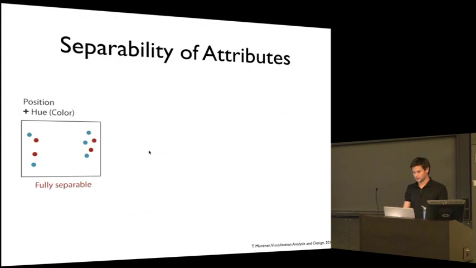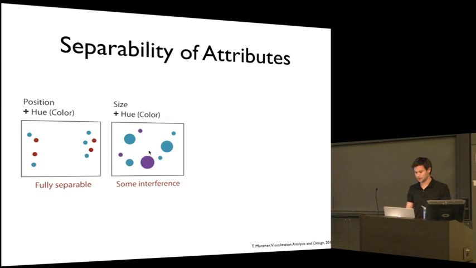Okay. When we talk about visual variables, it's important to know how they can be separated, and how many of them you can use at the same time. If we use position and hue, like in a scatter plot where we color the dots according to some categorical attribute, then this is fully separable. We can interpret the position and we can interpret the hue, so the color.